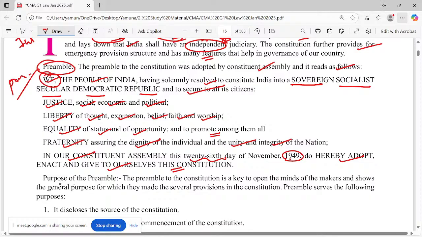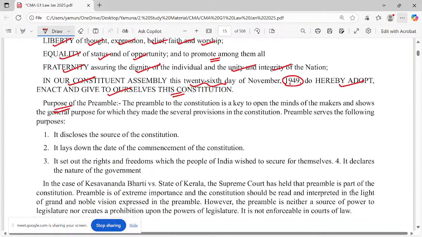Okay. So the purpose of this preamble is a key to open the minds of the makers. Who are the makers here? The lawmakers, under the chairmanship of Dr. Ambedkar, and it shows the general purpose for which they made the several provisions in this constitution. The preamble serves the following. Please highlight. It discloses the source of the constitution. It lays down the commencement, from when it is applicable, 26 January 1950. It sets out the rights and freedoms which the people of India wish to secure for themselves. And fourth, it declares the nature of the government.